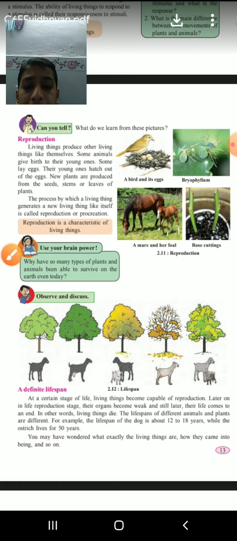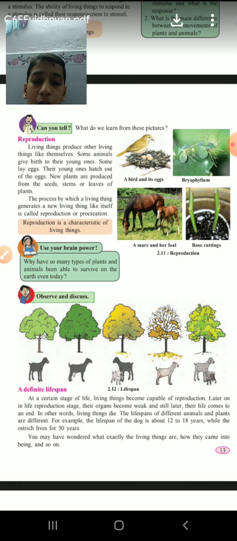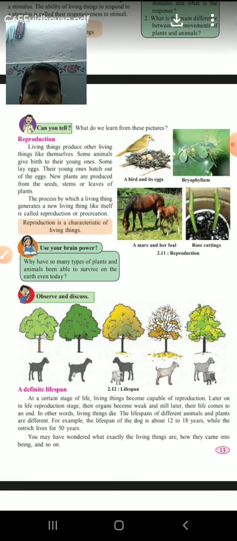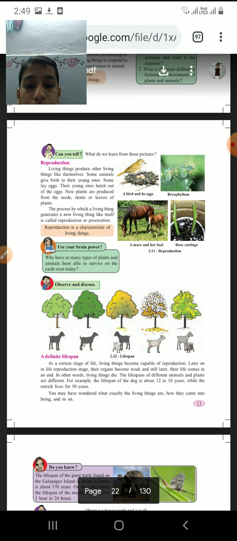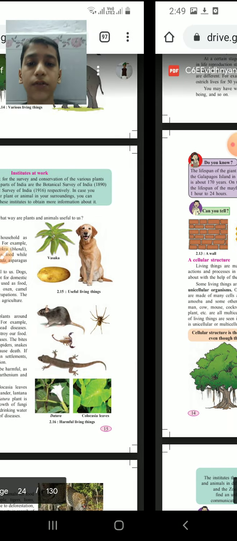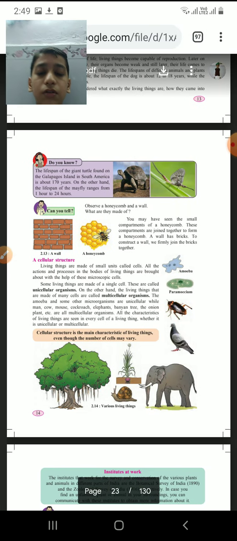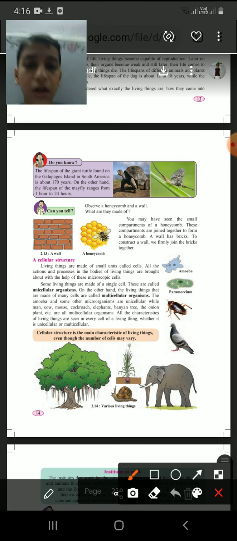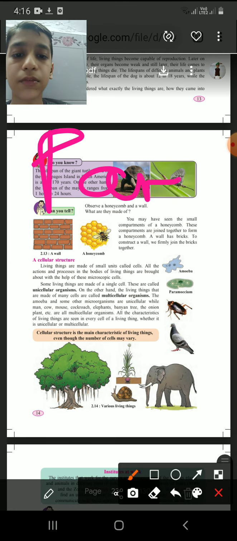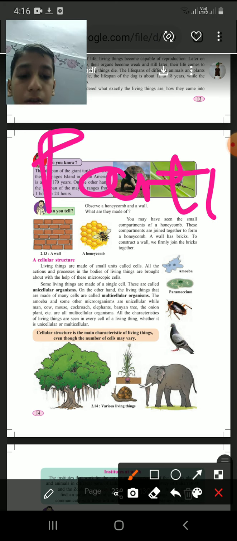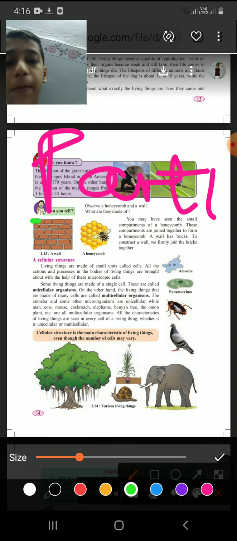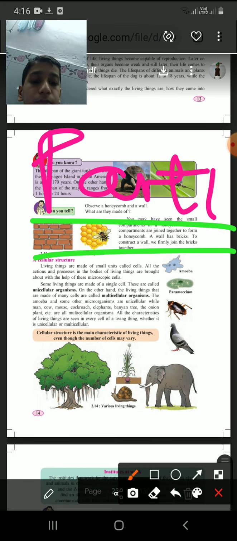You may have wondered what exactly living things are, how they came into being, and so on. Okay, students, up to here it was part 1. I will make part 2.